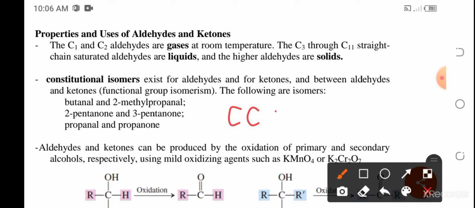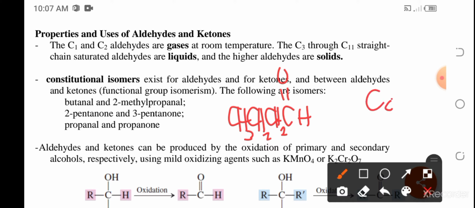Butanal will have 4 carbon atoms with a carbonyl at the first carbon atom. So this one would be CH2, and then the ending is CH3, just to meet the 4-bond requirement. So collectively, butanal will have C4. So this is 3. So collectively, butanal is C4, there are 4 carbon atoms, H8, and an O, 1 oxygen. Okay?